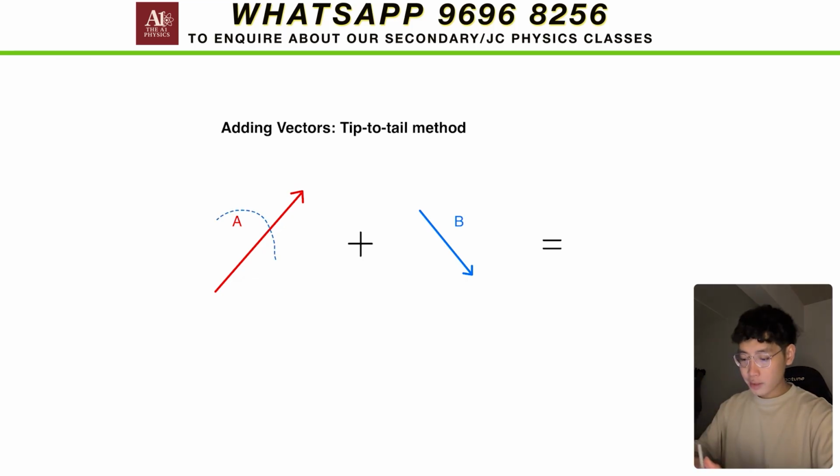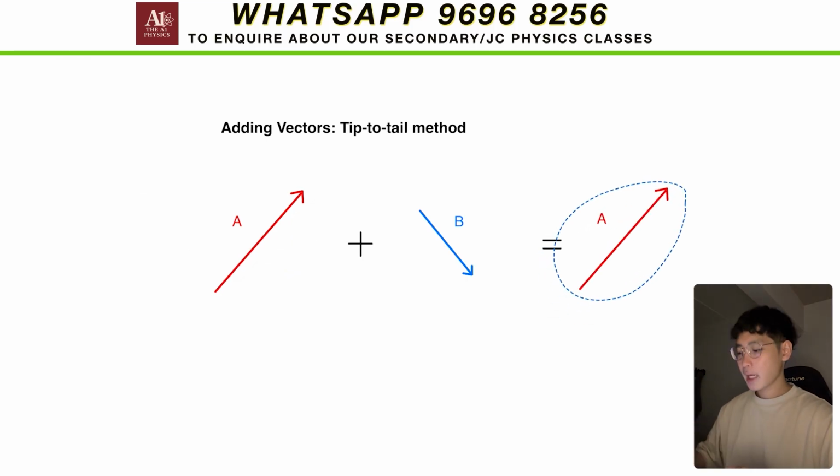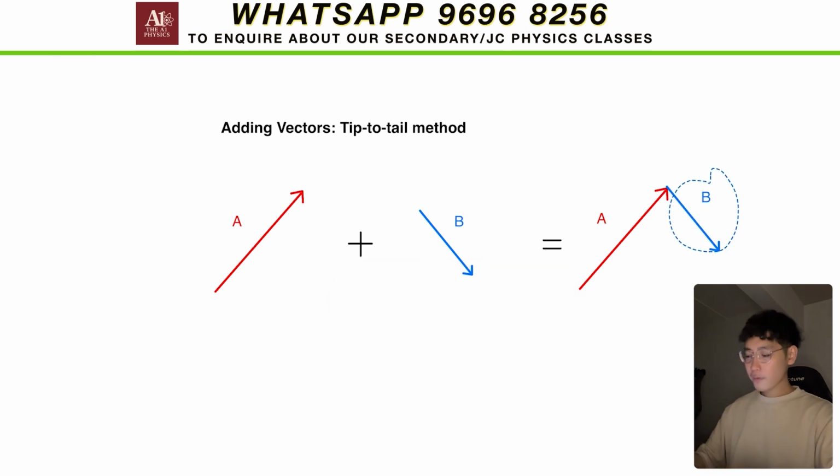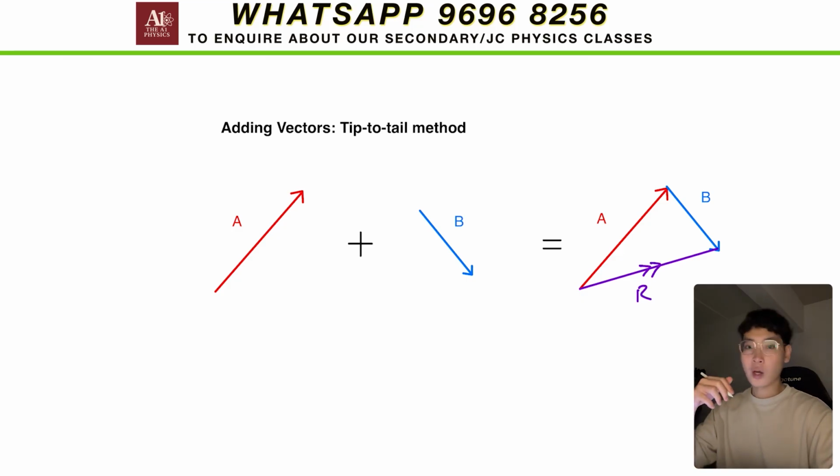How we're going to do it is we take the first vector, put it over here, and connect the second vector to the end, like a snake. Once we've connected all the vectors like a snake, we draw a line from the start pointing to the end, and this is the resultant of the two vectors.